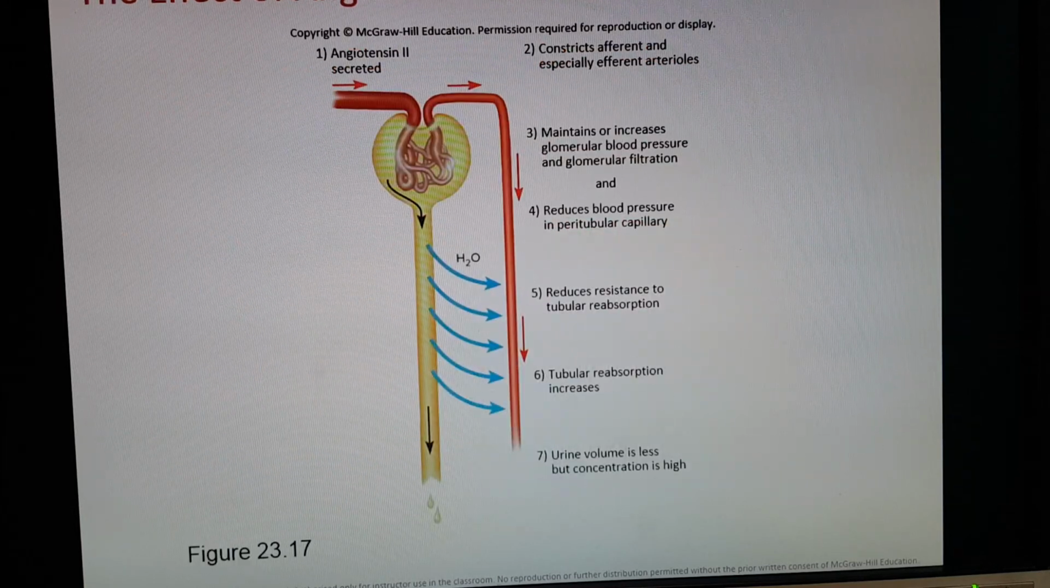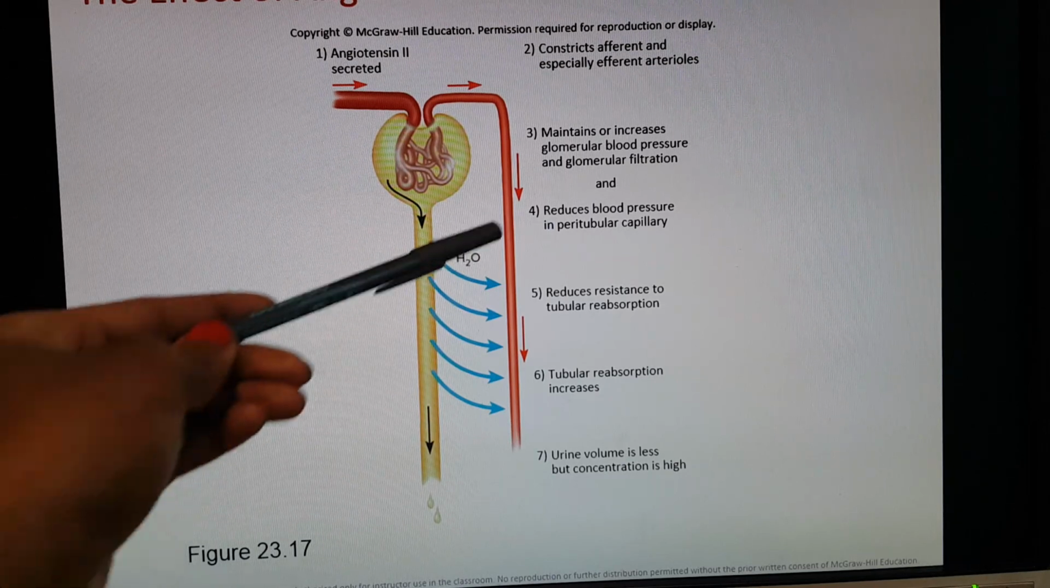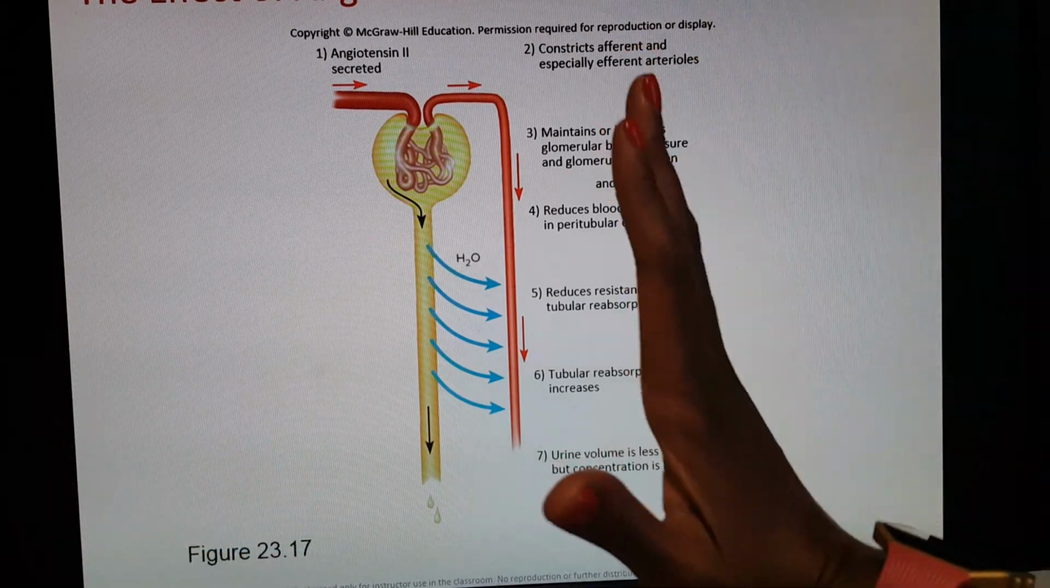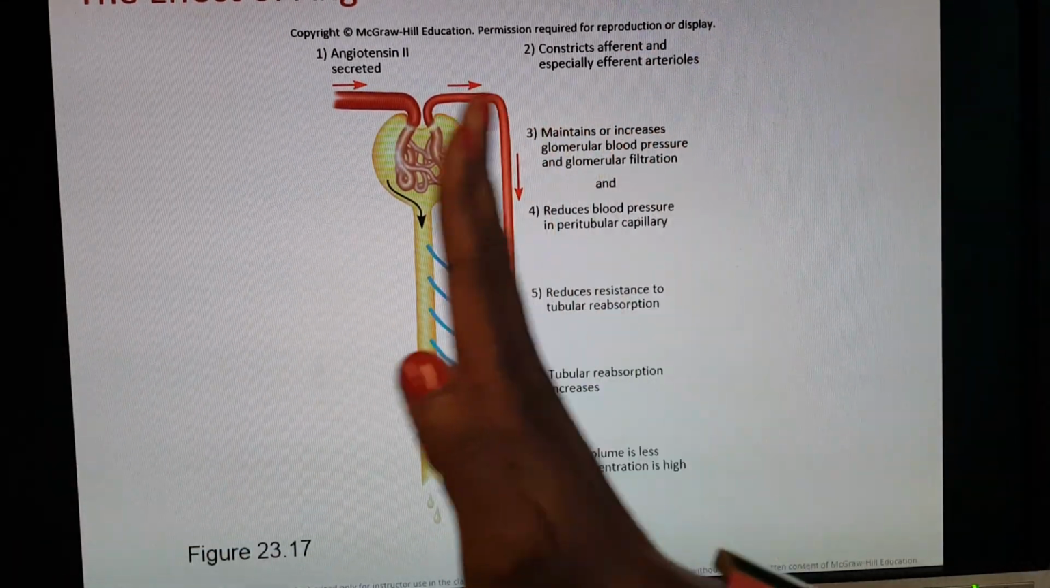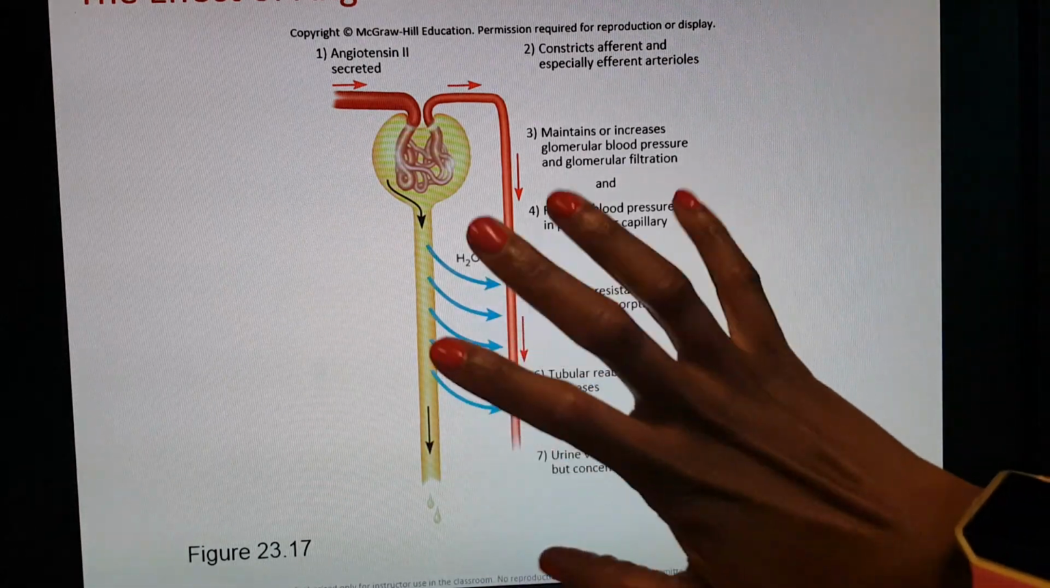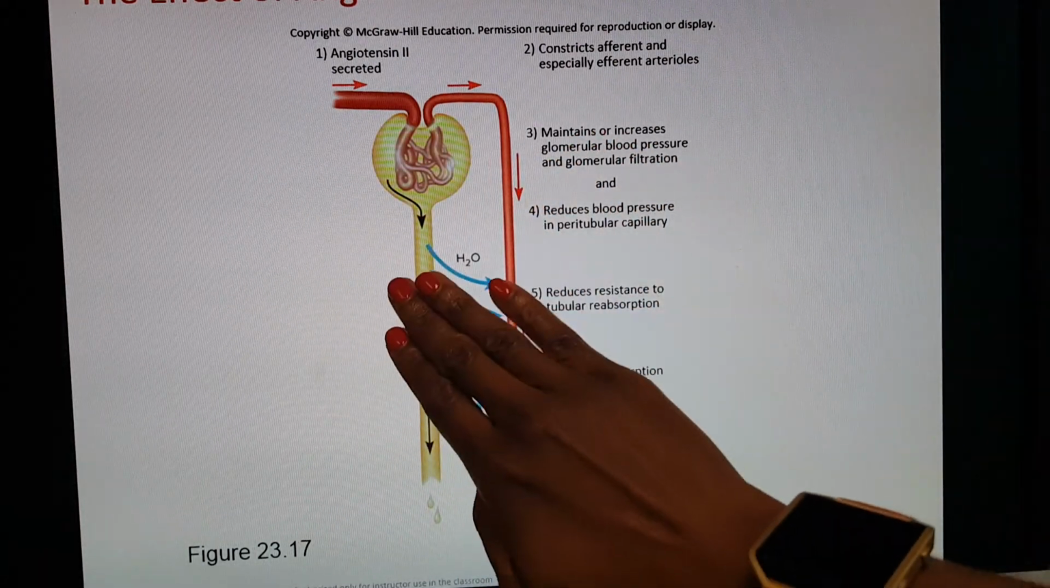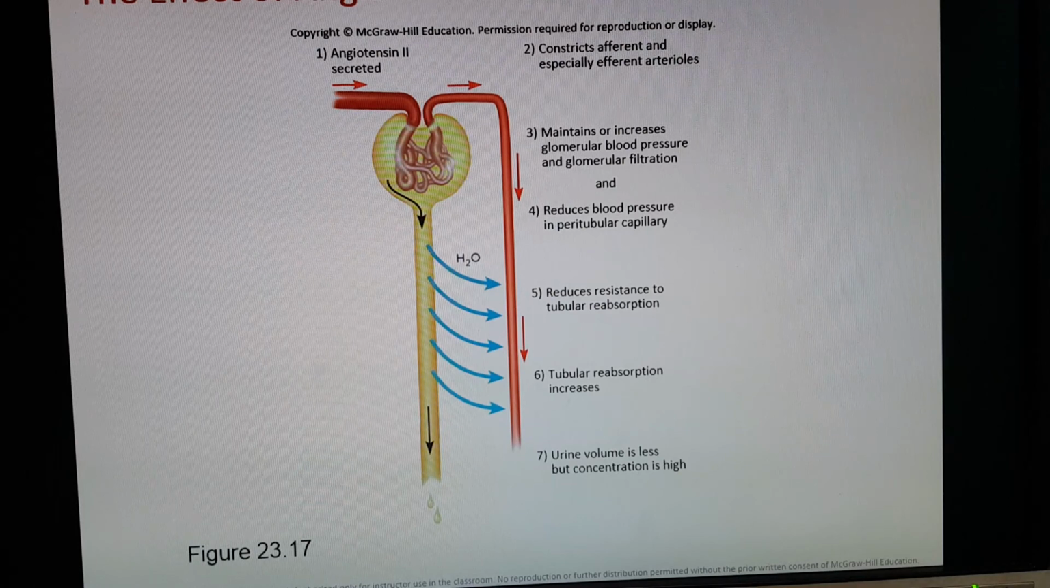So this is just a picture version of it, how your angiotensin II, the one that we talked about earlier, controls blood pressure, helps to maintain your blood pressure as well as the glomerular filtration, reducing that blood pressure in the peritubular capillaries, so less pressure is pushing fluid out of the capillaries, which helps to draw water from the tube and back into the capillaries. So it helps to concentrate your urine and decrease the urine volume.